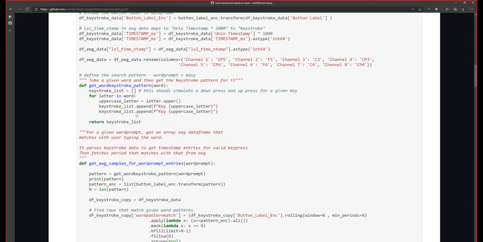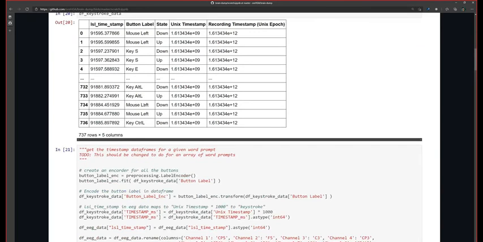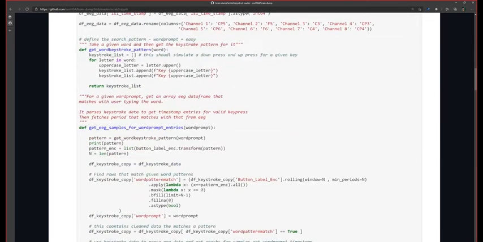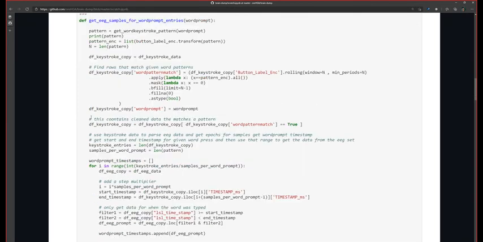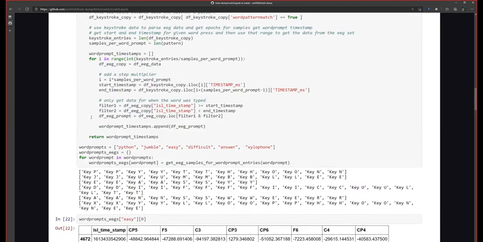And then getting a pattern based on this: down, up, down, up. So for example, C would be S down, S up, E down, E up, E down, E up again. And after doing that, I pass this through a function to actually get me the EEG samples for that keystroke data. And what is happening here is essentially just that correlation that I was talking about.